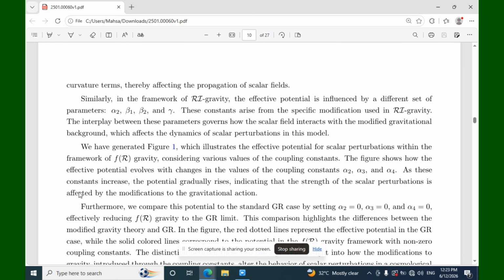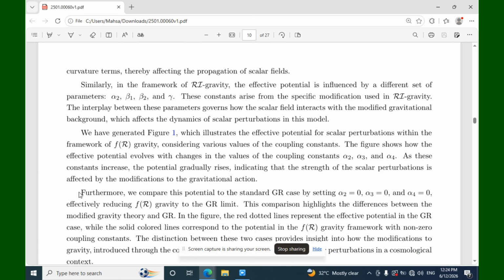Similarly, in the framework of Ricci inverse gravity, the effective potential is influenced by a different set of parameters: alpha 2, beta 1, beta 2, and gamma. These constants arise from the specific modification used in Ricci inverse gravity. The interplay between these parameters governs how the scalar field interacts with the modified gravitational background, which affects the dynamics of scalar perturbation in this model.